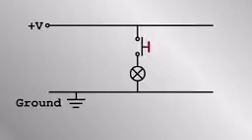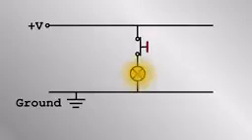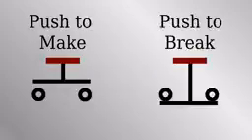Computers treat information as binary: on or off, true or false, 1 or 0, based on if the voltage is high or low. The important component in our circuit here is the push switch, which comes in two flavors. Push to make: when a person presses down, the circuit is completed between the two terminals and the bulb lights up. The push to break switch is exactly the opposite.